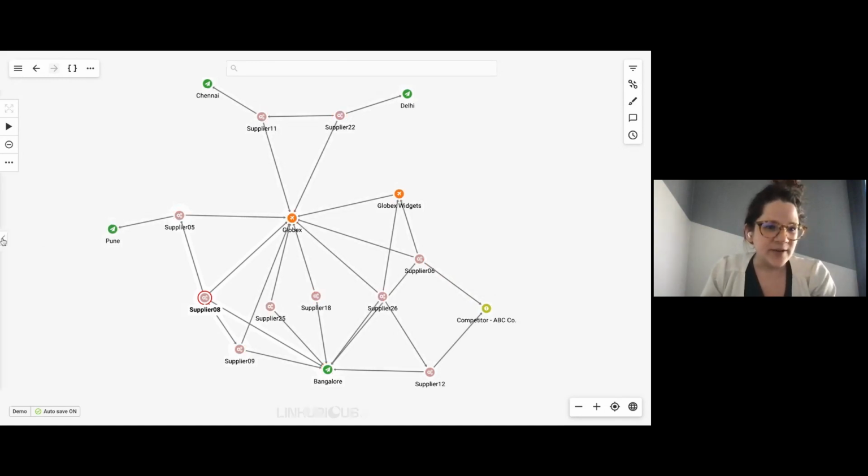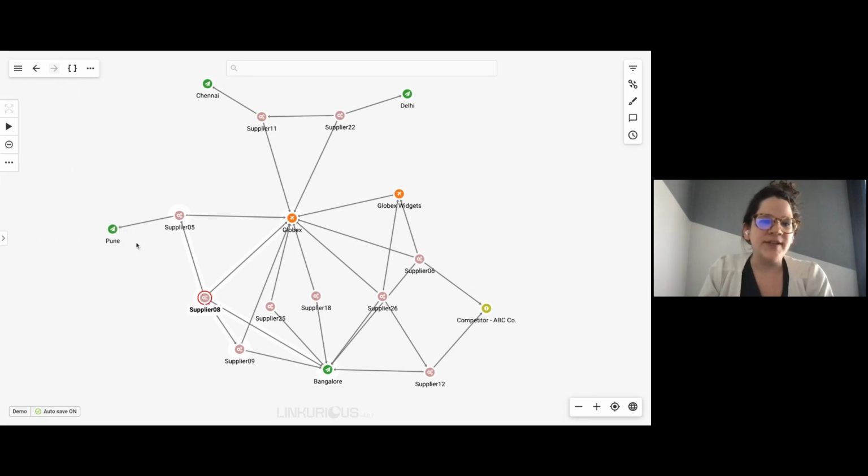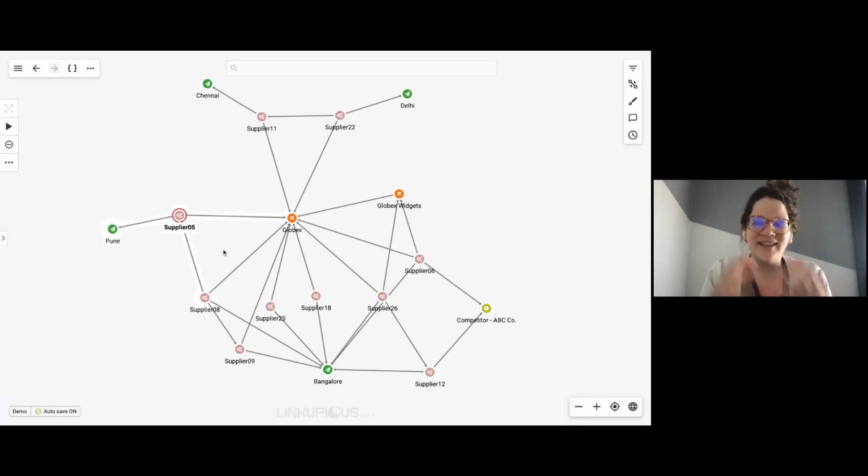Each of these suppliers also has a risk score. So for example, supplier 8 has a risk score of 0.96. So this was calculated during the data enrichment process before the data was ingested, and now I'm visualizing it in Linkurious Enterprise. So with these risk scores, let's say I really want to understand where my riskiest suppliers are located. So again, in a table format, or if you wanted to do it very manually, you can click and see the risk score. But I want to see all at once where are my riskiest suppliers and what's their relation to the cities they're in, to my company, to my competitors, etc.